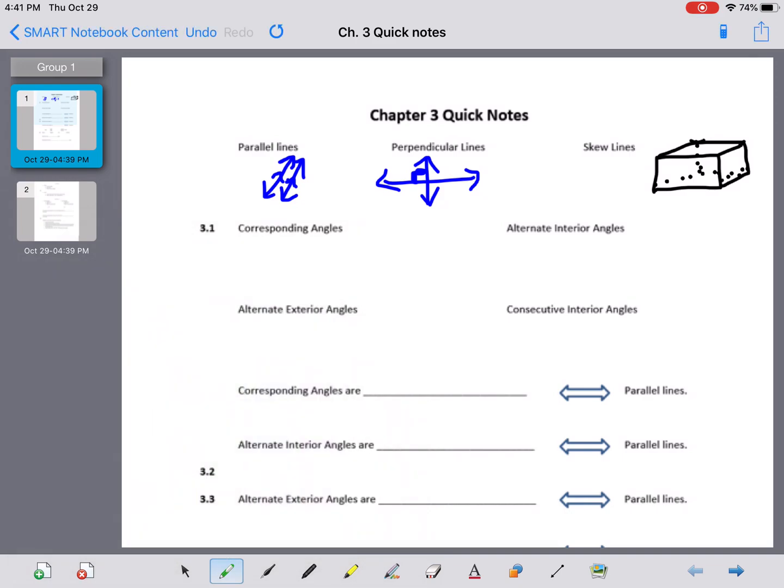These are from different planes, right? They cannot be on parallel planes. I'm sorry, they could be on parallel planes, but they're not on the same plane and they're going in different directions. So something like this front line here with this side line here. They're at different levels, they're on different planes, they're never going to touch. Those are skew lines. It only happens on a three-dimensional object.